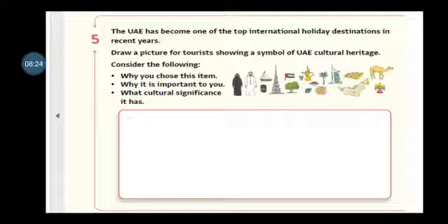Remember to draw a picture for tourists showing a symbol of the UAE cultural heritage in your book. Please consider the following factors. Why you chose this item, why it is important to you, and what is the cultural significance it has. And when we say cultural significance, it means this is something very important to your culture. That's all for today. I hope that you have enjoyed the lesson and you understand that tolerance and respect are the key for harmony and peace in the community.